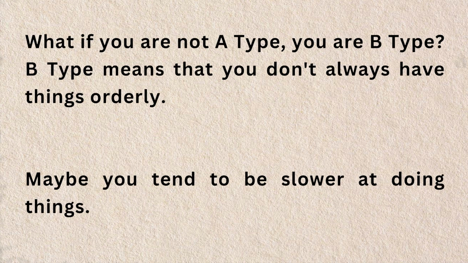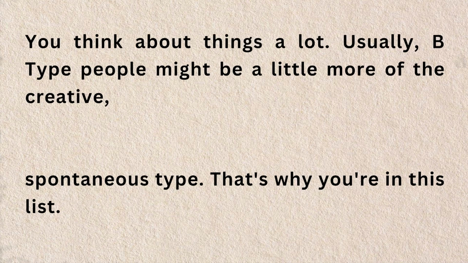What if you are not A-type? You are B-type. B-type means that you don't always have things orderly. Maybe you tend to be slower at doing things. You think about things a lot. Usually B-type people might be a little more of the creative, spontaneous type. That's why you're in this list.